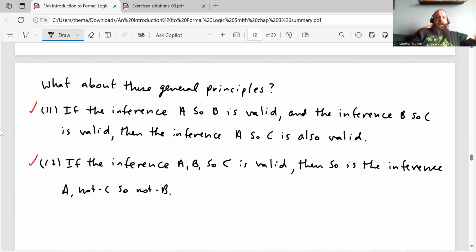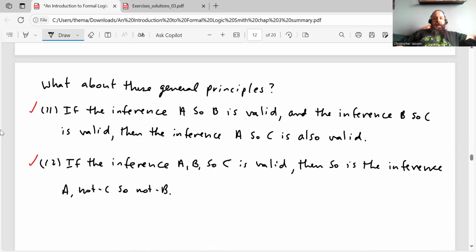Okay, and then he says, what about these general principles? 11 and 12 are okay. So I'll just read out the principles here. If the inference A, so B is valid, and the inference B, so C is valid, then the inference A, so C is valid. That's an important principle for when we make arguments that are comprised of strings of little arguments, right? We want the truth to be preserved throughout. So there's a kind of transitivity here.